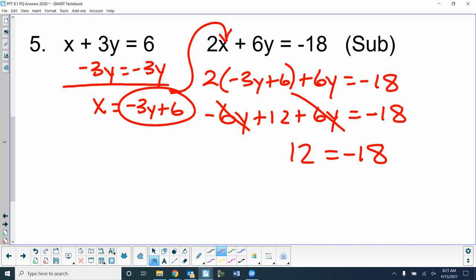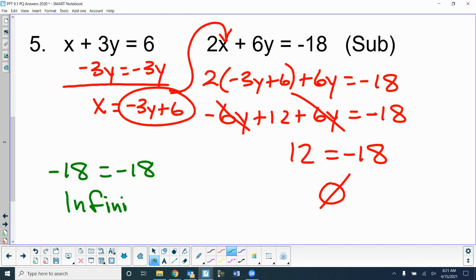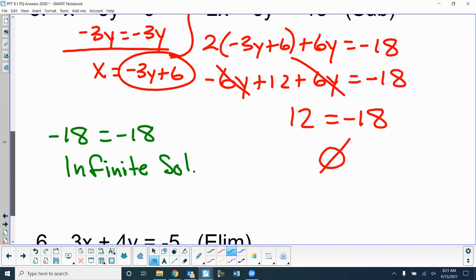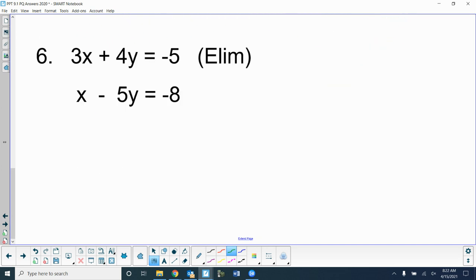This happens once in a while, where the variable gets eliminated when you're solving. And there's a false statement in this situation. It's no solution when it's a false statement. If you would have gotten negative 18 equals negative 18, that's a true statement, right? So if this happens and you get a true statement, then you say there's an infinite number of solutions. Okay? So one of those may happen tomorrow on your quiz. I don't remember if there did. All right, one more elimination, and we're done then.